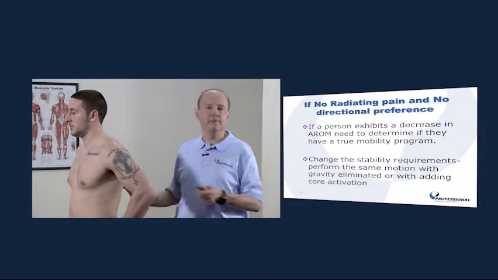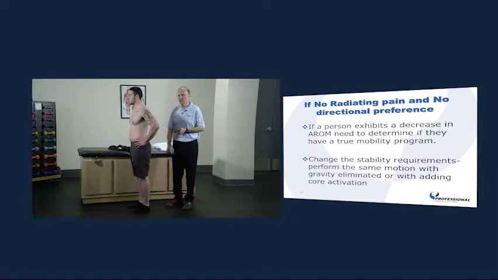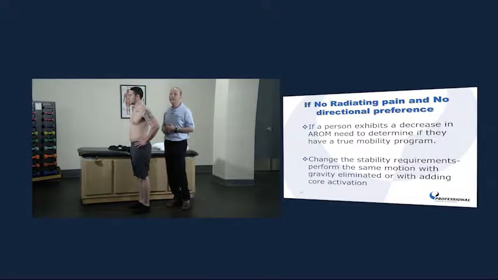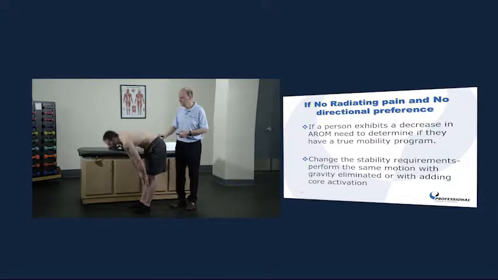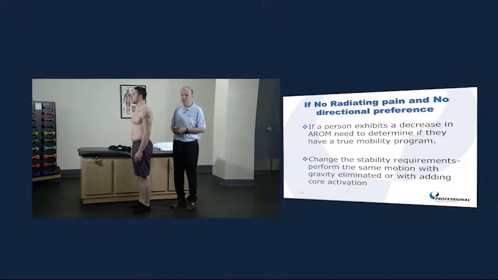So if there's no radiating pain, let's say Joe didn't have anything down his leg, no directional preference, that means he went through the motions and the pain didn't get any better, and it wasn't worse because of it. Then we start thinking, maybe he has more of a range of motion or mobility issue. So he's going to bend forward towards his toes. He has no pain in his leg. Oh, it hurts in there. Come back up. How's the pain? It's no better, no worse.